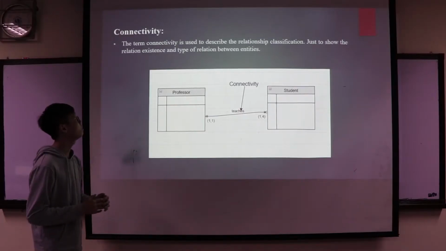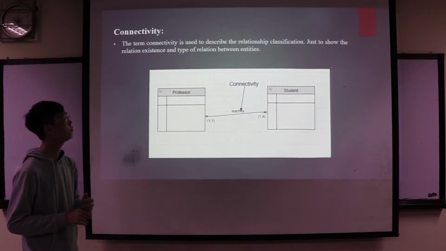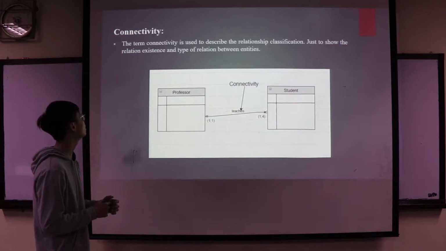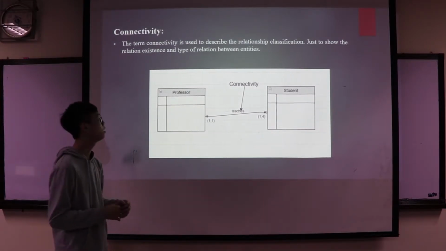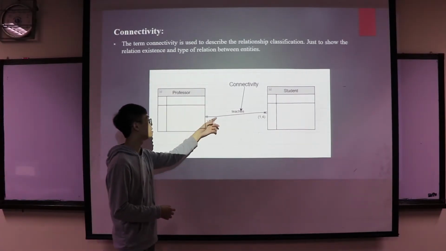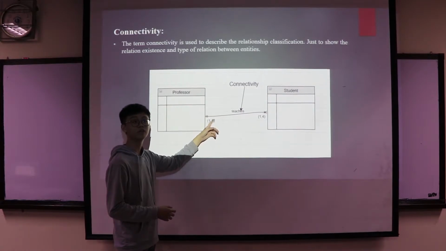The term connectivity is used to describe the relationship classification, just to show the existence and type of relation between entities. This word is the connectivity between these two tables.